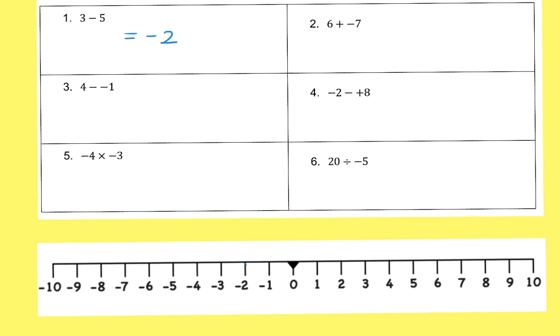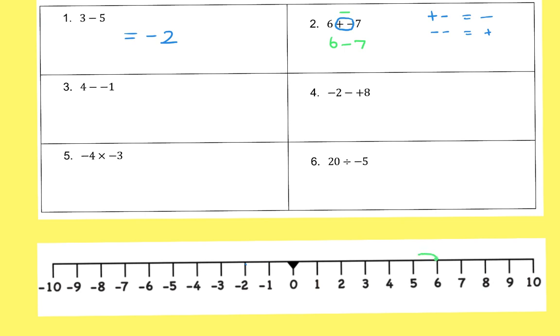Okay, question 2. Now this is a problem because we've got a plus and a minus next to each other. So we circle the plus and the minus, and we need to remember our rules. A plus and a minus together changes to a minus. A minus and a minus together changes to a plus. Okay, so we've got a plus and a minus together. We're going to change that to a minus. And so we have 6 minus 7.